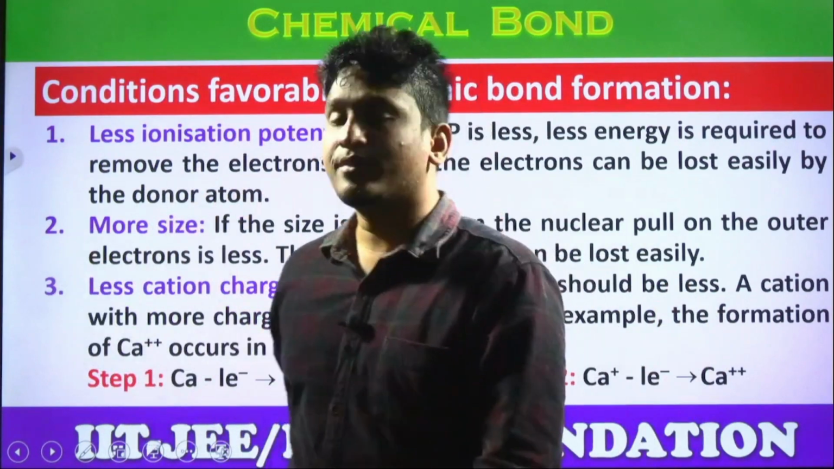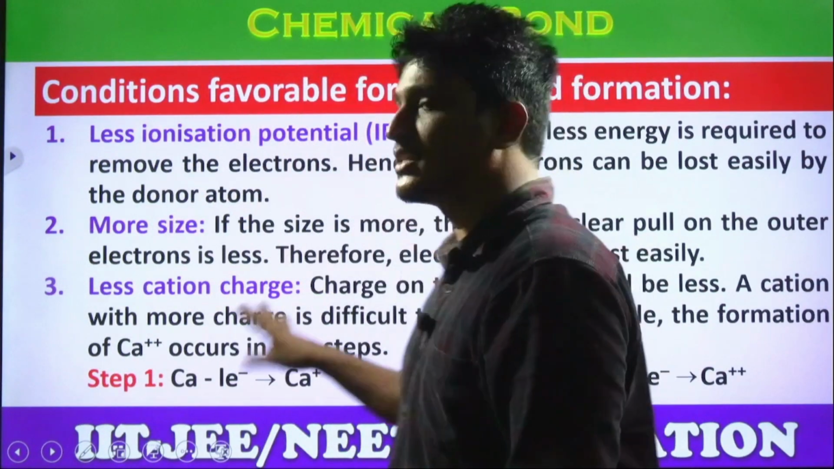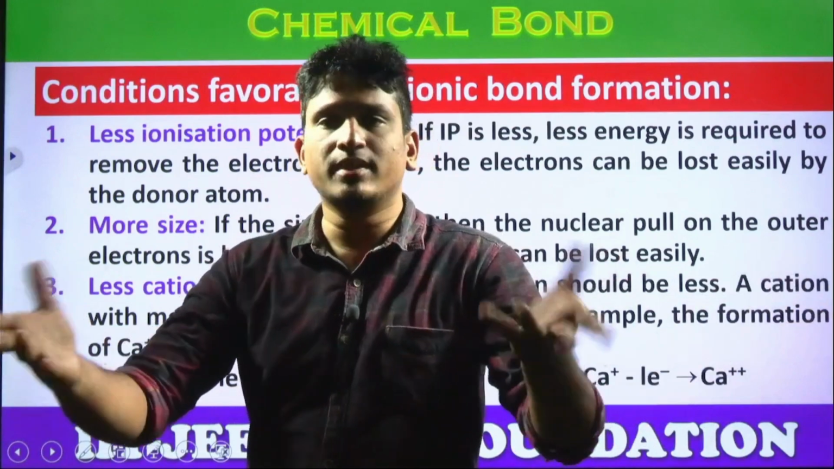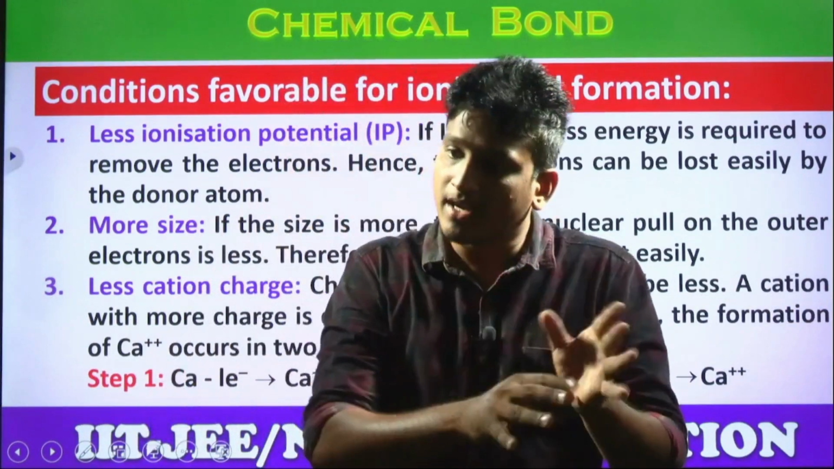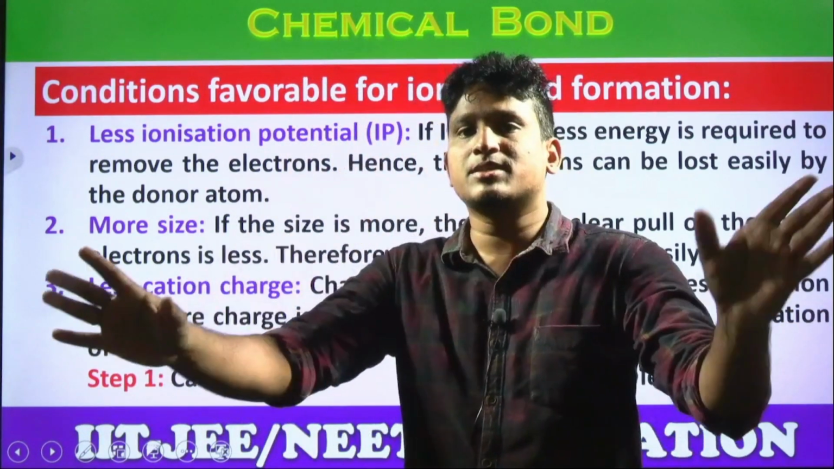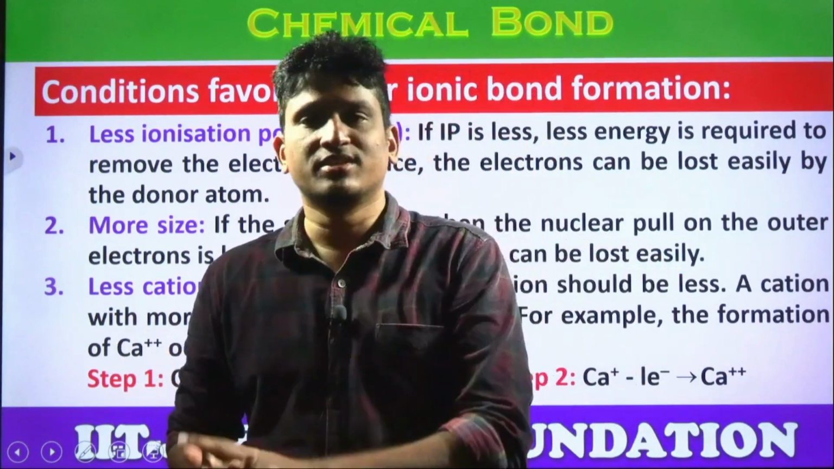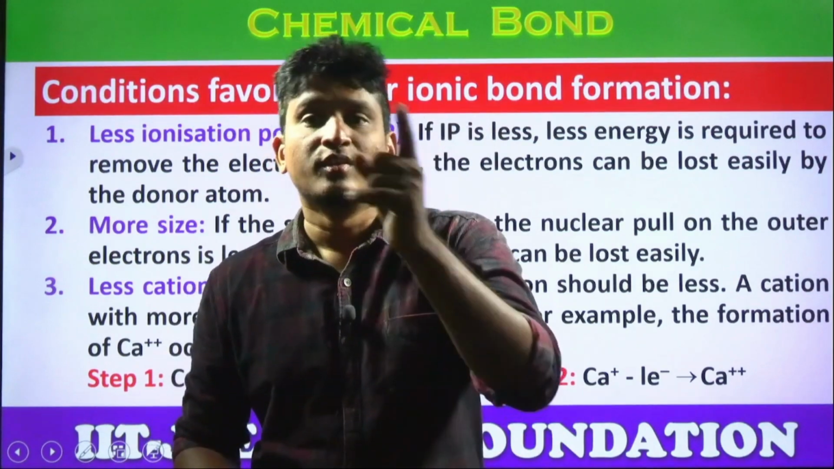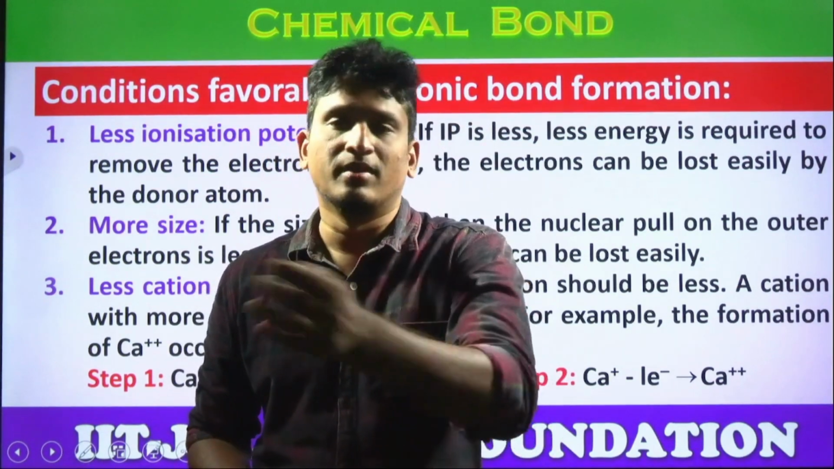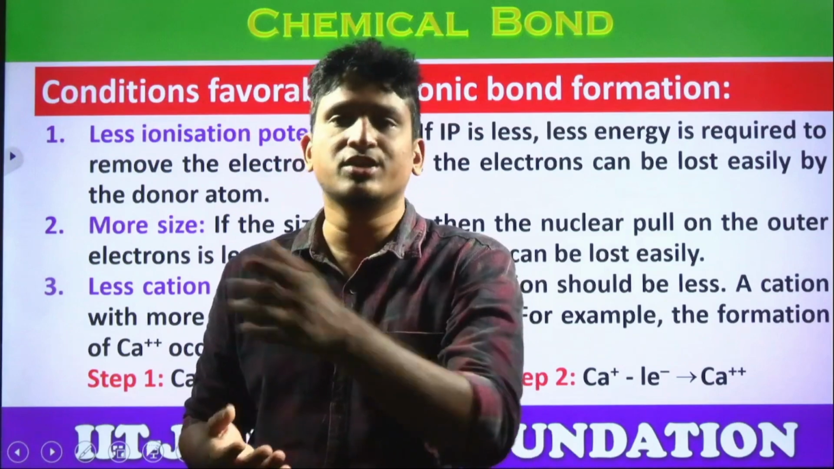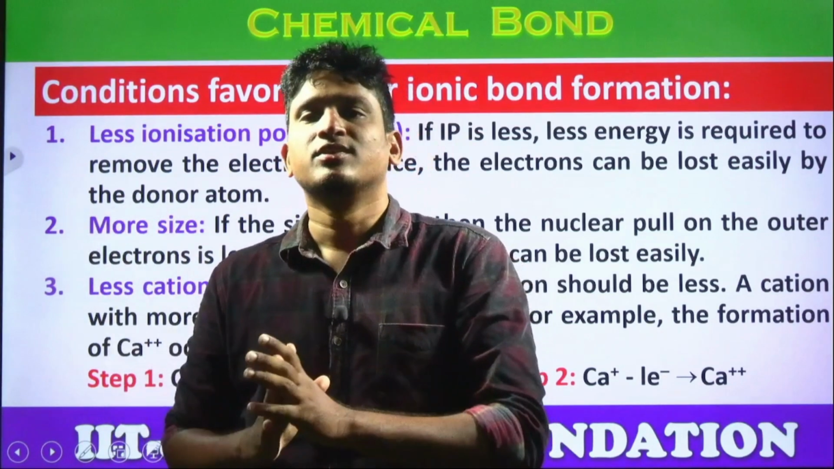So let's see what the favorable conditions are for the formation of ionic bonding. Do all the elements follow this? No, there are exceptions also. When metal and non-metal combine, every time can we expect ionic? No, not every time. There are many exceptions. For example, lithium can form covalent compounds. Beryllium can form covalent compounds. Magnesium also can form covalent. Aluminium. So exceptions are there.